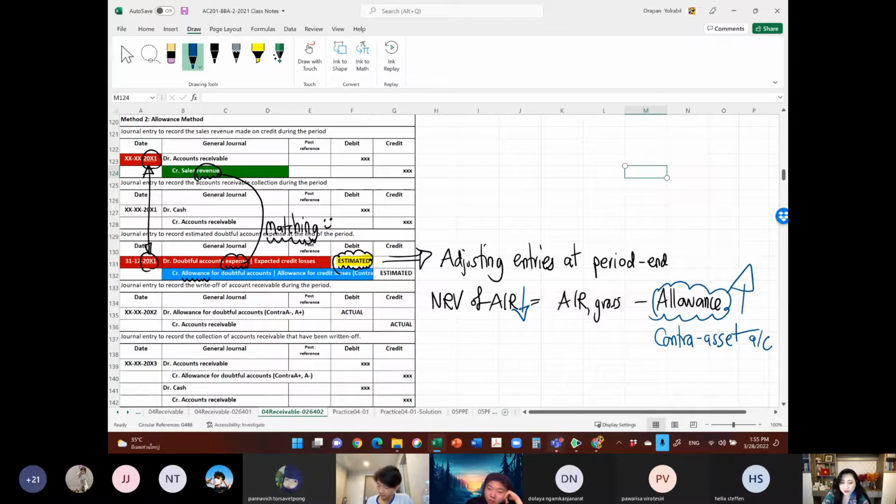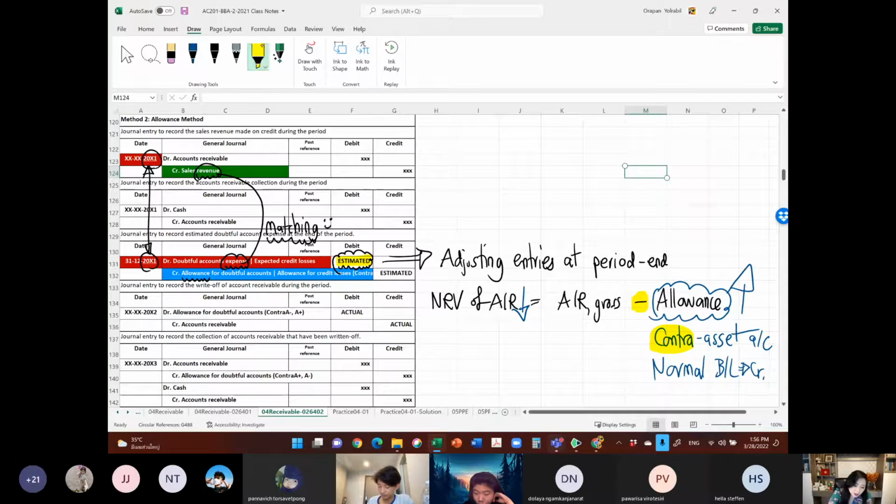Okay. So if it's a contra asset, the normal balance would then be on the credit side, all right? So the normal balance is on the credit side. The reason is that we call this contra because we subtract that out from the asset. Contra means subtract.